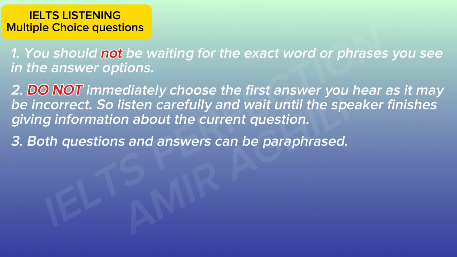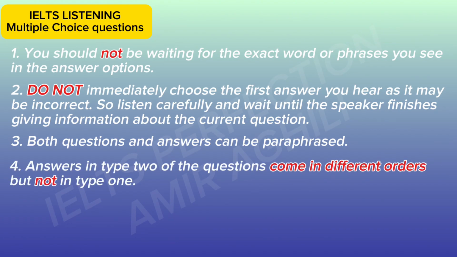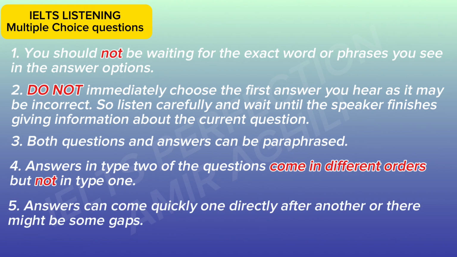Number 3. Both questions and answers can be paraphrased. Number 4. Answers in Type 2 come in different orders, but not in Type 1. And number 5. Answers can come quickly one directly after another, or there might be some gaps.